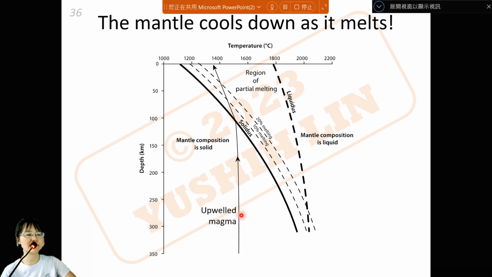Here we have magma upwelling. The reason why it melts is not because it encounters higher temperature. In fact, its temperature decreases when it goes up. However, the decrease rate is lower than the decrease in the solidus. The solidus will change very quickly with shallower depth. At some point, its temperature will be higher than the solidus, then it starts to melt.